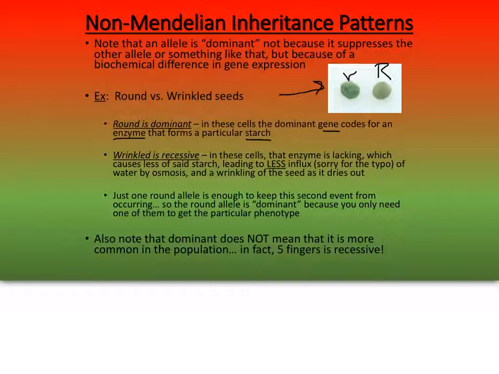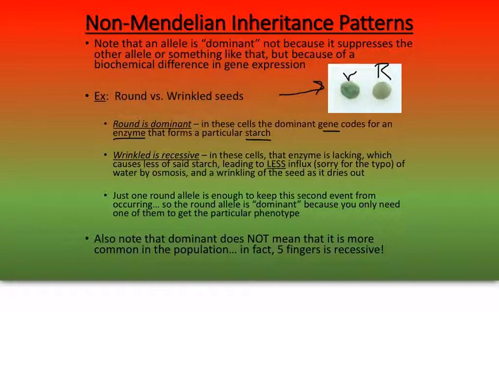A wrinkled pea is what we call recessive. In a wrinkled pea, it lacks that enzyme. In other words, the other allele, the recessive allele, doesn't code for that enzyme, which means you don't make as much of that starch, which means you don't have an influx of water by osmosis, and the seed isn't filled up. All right, now the first thing is, I have a typo in your set of the notes.